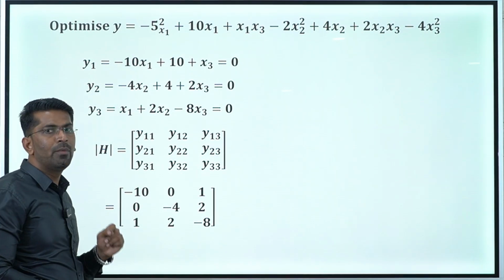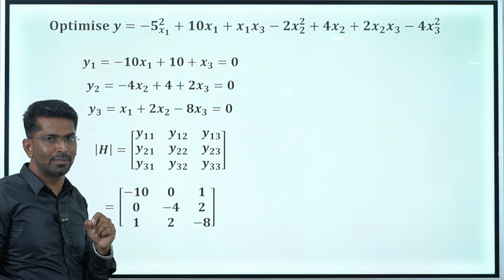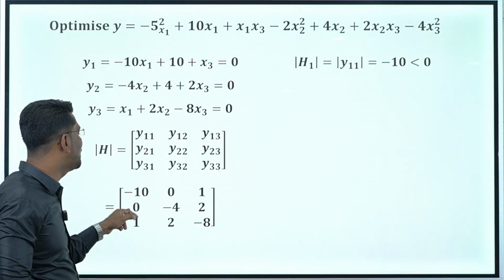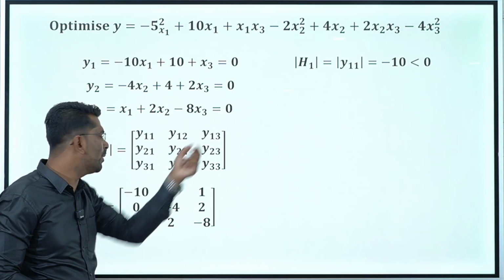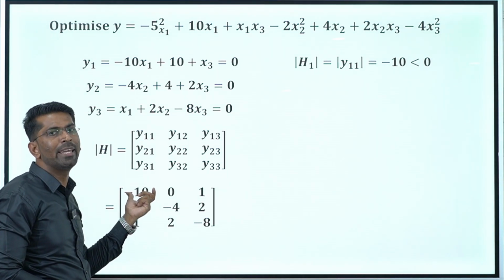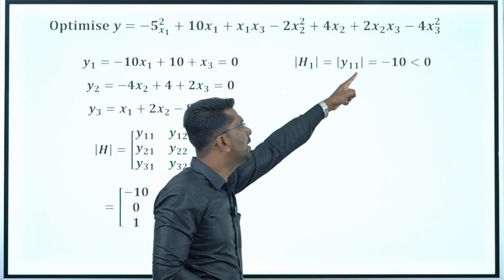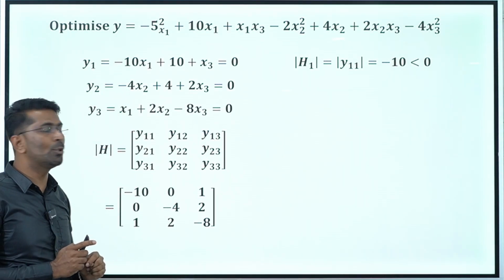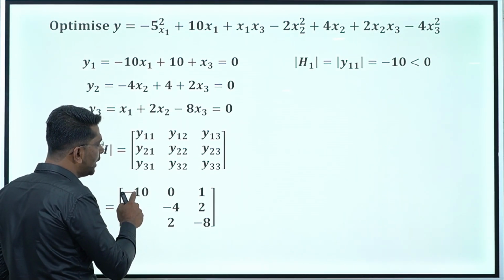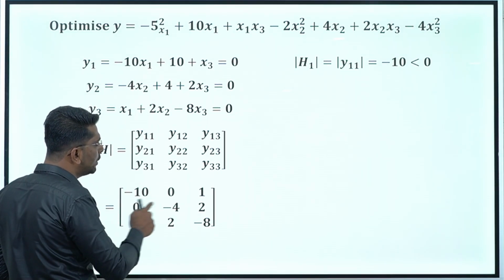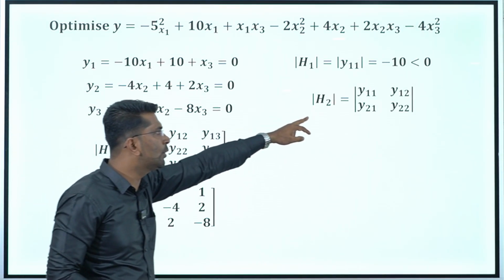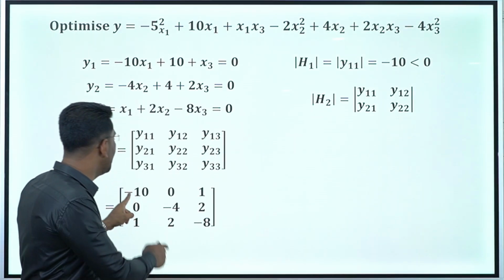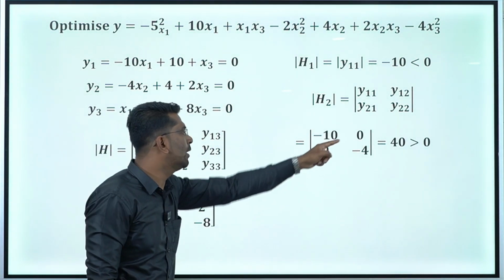For that we have to take the principal minors. What are the principal minors? h1, h2 and h3. What is h1? h1 is the first principal minor, which is minus 10. So y11, which is minus 10, is less than 0. Now we are going to consider h2. What is h2? It is a 2 by 2 matrix. The elements are y11, y12, y21, y22, that is minus 10, 0, 0, minus 4.